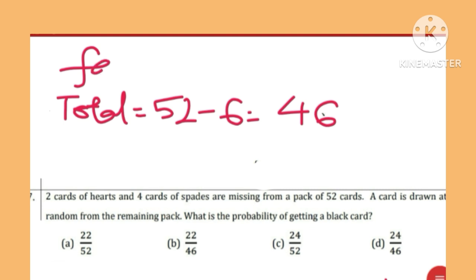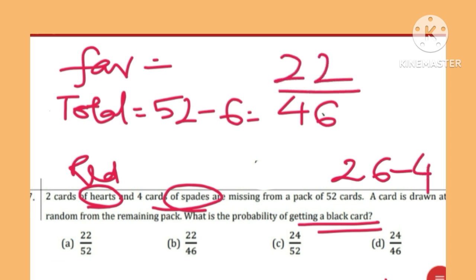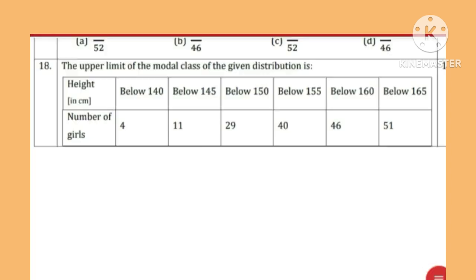Let us see the favorable ones. We need the probability of a black card. We know that total there are 26 black cards, out of which 4 black cards are missing because spades are black whereas hearts are red. So 26 minus 4, which gives us 22. So 22 by 46 is our required probability. Option B is already given, so we don't need to bring it to lowest terms because option B is, as it is, 22 by 46. I hope you get it.